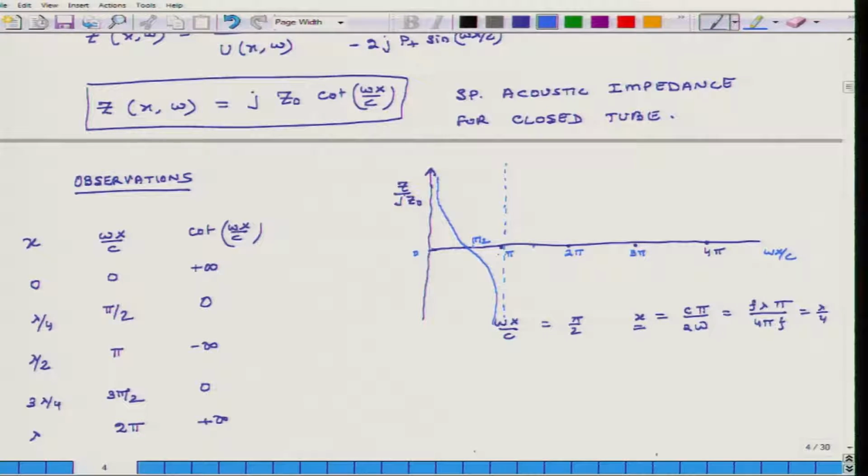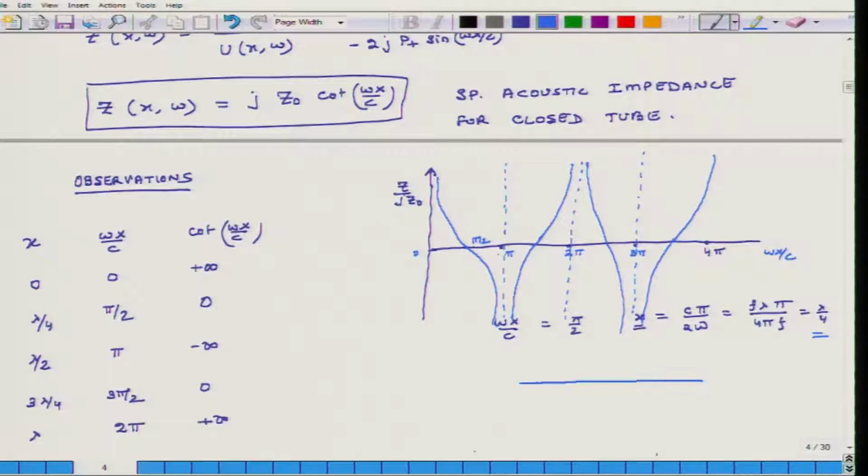My curve is going to look like this: it starts from positive infinity, at pi over 2 it becomes 0, at pi it becomes negative infinity, and this is the asymptote. Then it comes back like this. Then from 2 pi it goes like this. So, this is how the impedance looks, and it repeats after every wavelength.